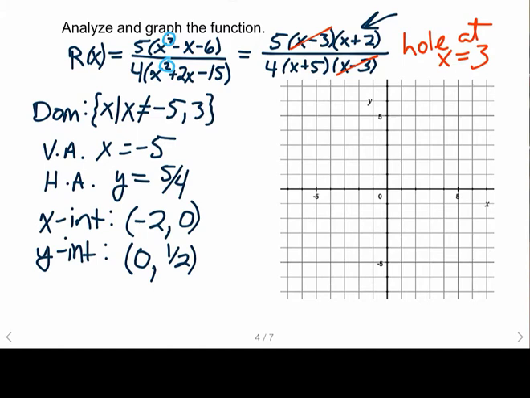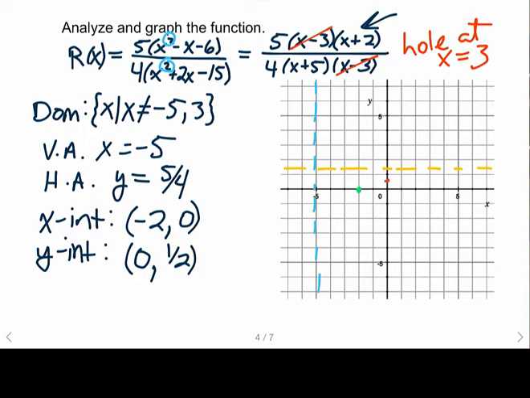Let's go ahead and put some of this information in our graph. We have our vertical asymptote, x is equal to negative 5, and our horizontal asymptote, y is equal to 5/4, a little bit bigger than 1. And let's see, we've got an x-intercept of negative 2, 0, and then a y-intercept of 0, 1/2.